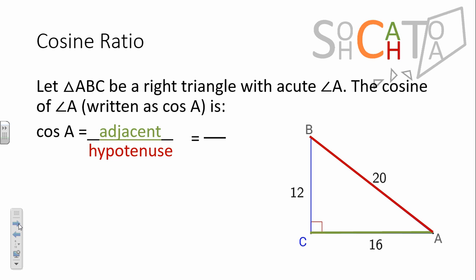Okay? We look at angle A and we say, guess what? The adjacent to this is 16. The hypotenuse is 20, right? And 16 divided by 20 reduces to 4/5, 0.8. 8/10. Make sense?